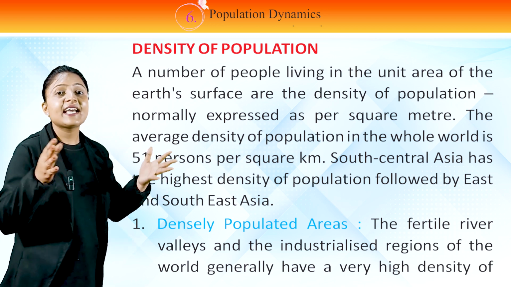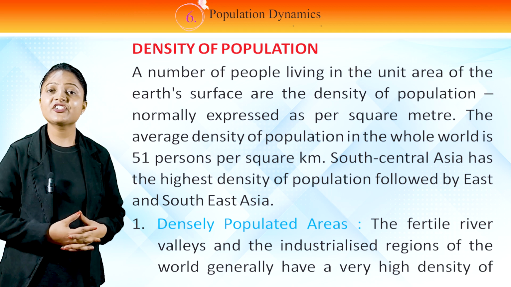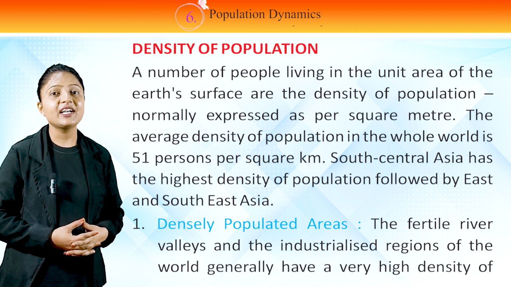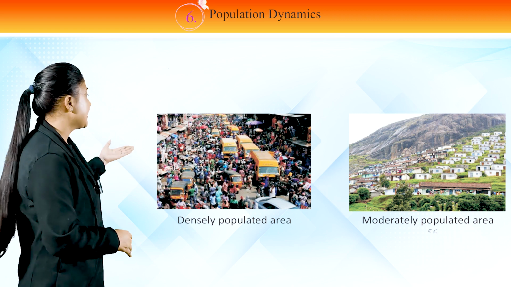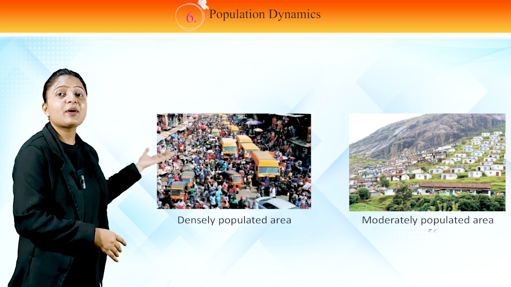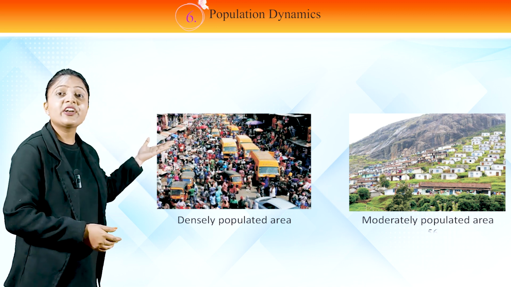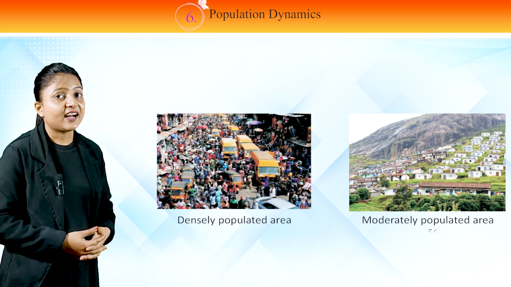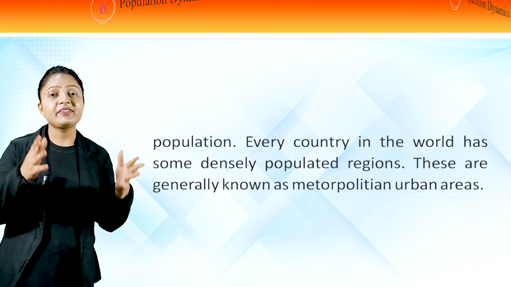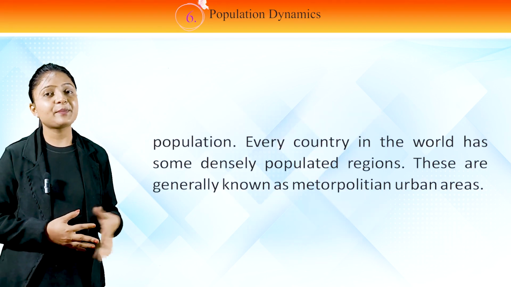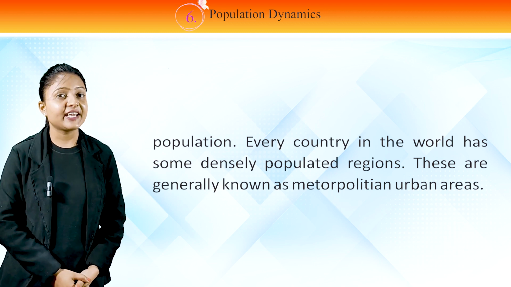Number 1. Densely populated areas. The fertile river valleys and the industrialized regions of the world generally have a very high density of population. In this picture, you can see a densely populated area, and in this picture, you can see a moderately populated area and a sparsely populated area. Every country in the world has some densely populated regions. These are generally known as metropolitan urban areas.